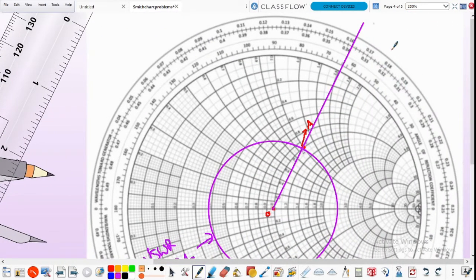The extended curve cuts that cutting point, which is considered as A dash. This is point A dash. Here, what is the value on the outer rim of this point? This is point A dash.